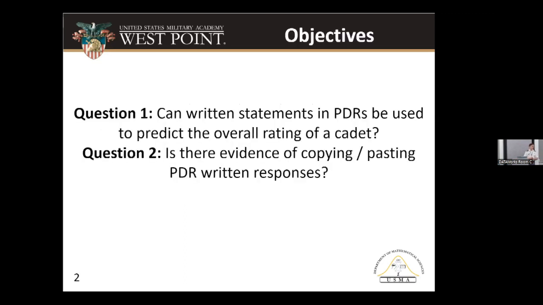So just the objectives for this research, we'll be focusing on the second question here. We can learn more about the first question at my poster session tonight. But we're looking at if there's evidence of copy and pasting within the periodic developmental reviews at West Point.